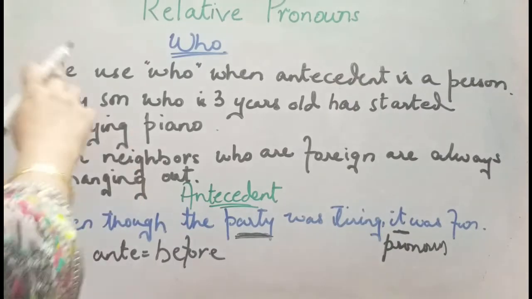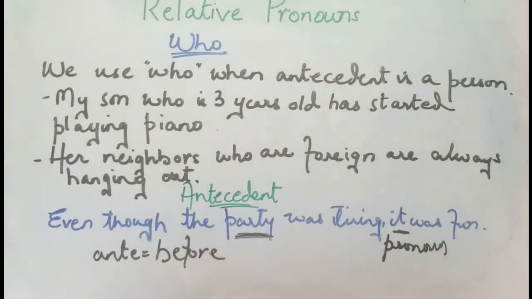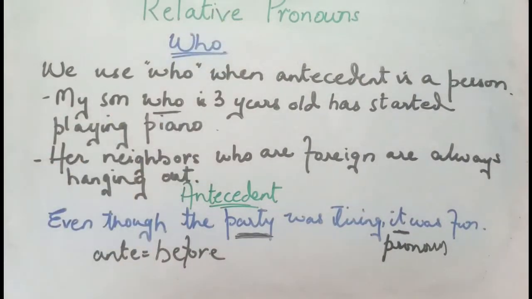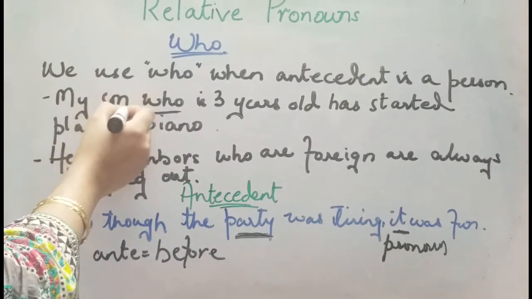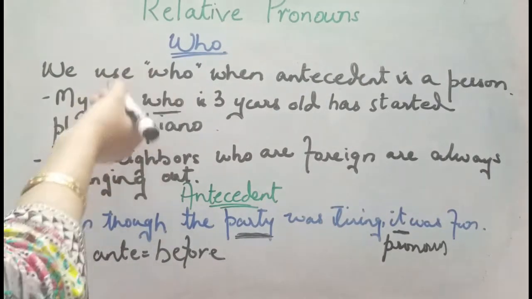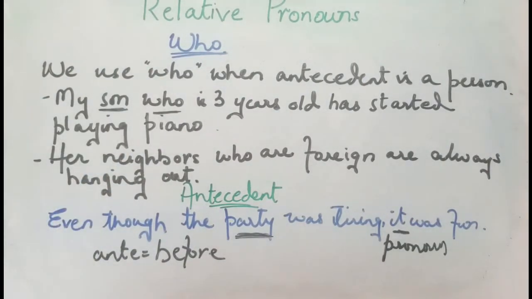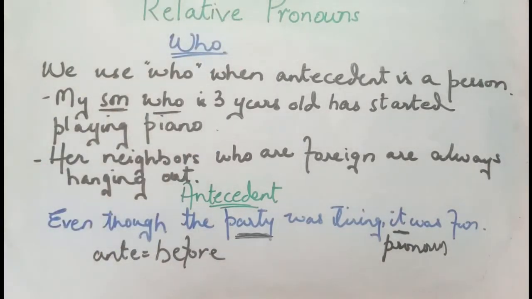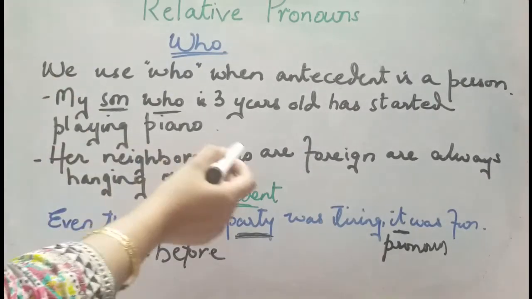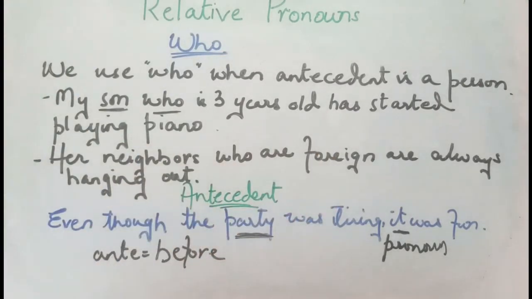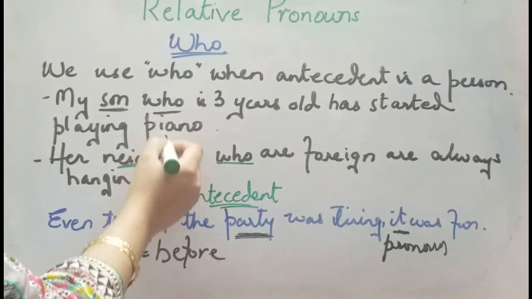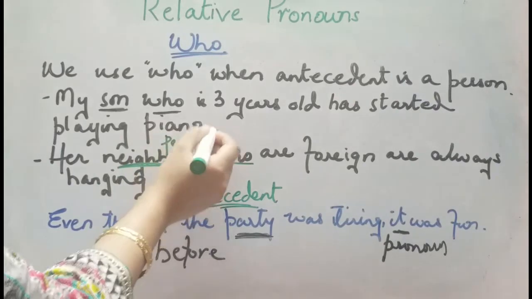Now see, we use who when the antecedent is a person. Now who over here is your relative pronoun, as you know, and your antecedent is son. That means he's a person. Okay, so whenever you have a person, there you're going to use who. The next example: her neighbors who are foreign are always hanging out. Again, we have a relative pronoun, that is who, and then we have a person over here, that is neighbors. So you are going to use who.